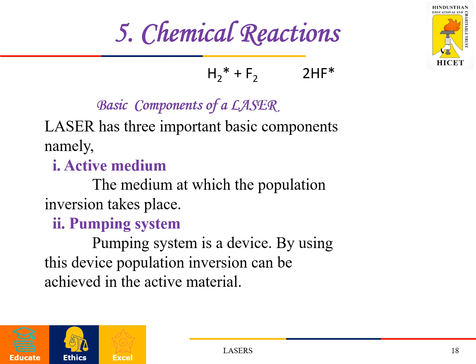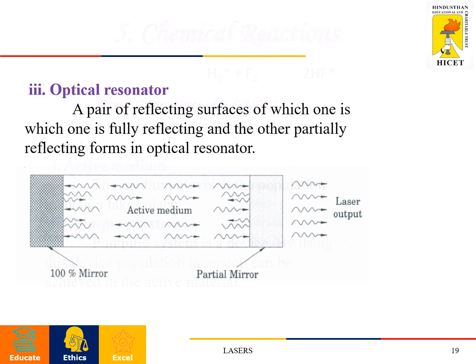Laser has three important basic components, namely active medium, pumping system, and optical resonator. Active medium: the medium in which the population inversion takes place is called the active medium. Pumping system: the pumping system is a device by using which population inversion can be achieved in the active material. Third, optical resonator, which consists of a pair of reflecting surfaces with the active medium at the center. One of the mirrors is 100% reflecting and the other mirror is partially reflecting, and the light output from this optical resonator is a highly intense beam called laser.